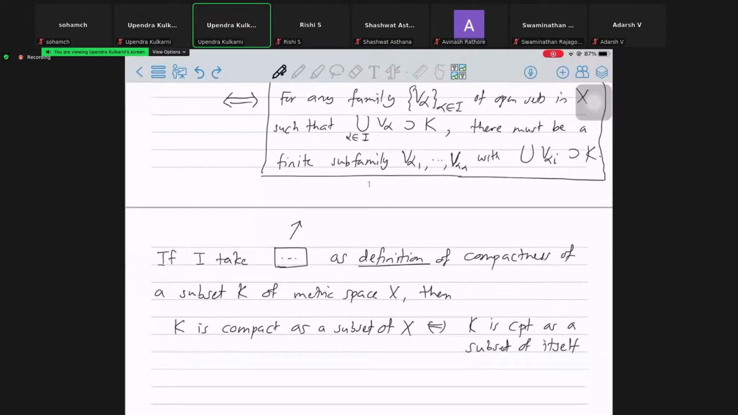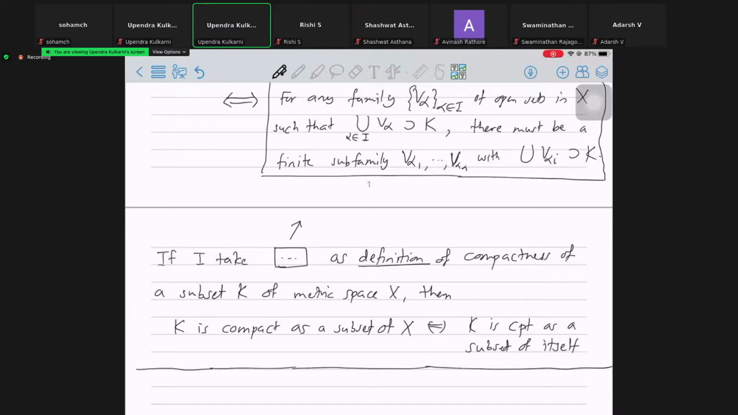Okay, so any questions so far? This was really just setting the scene, nothing more. What you should think of, this little bit that we did, is that unlike the words open or closed, when you have a space as well as a subspace, the notion of compactness is intrinsic. Okay, so let's draw a line under this and start doing more interesting things.